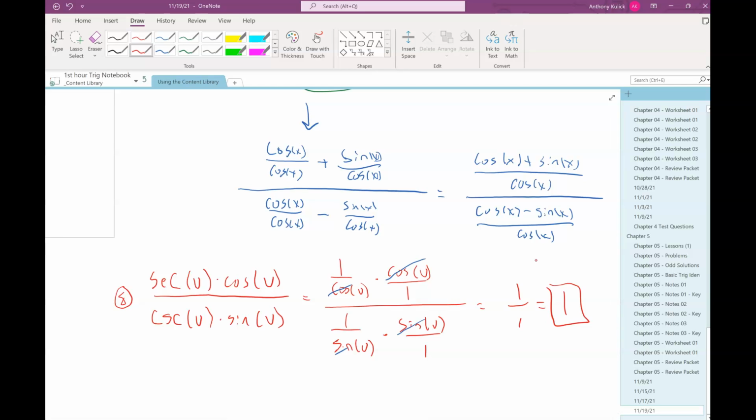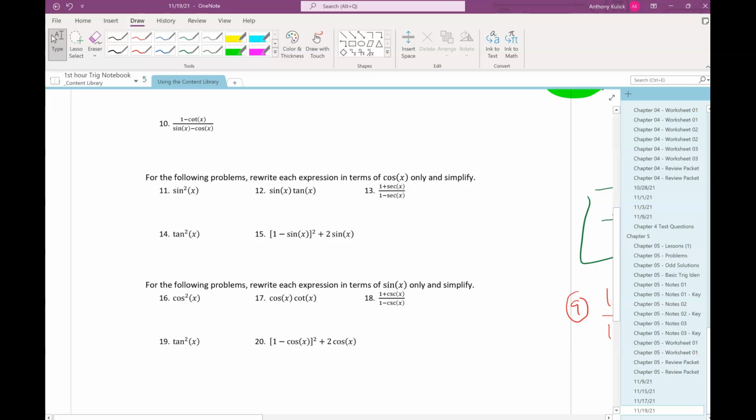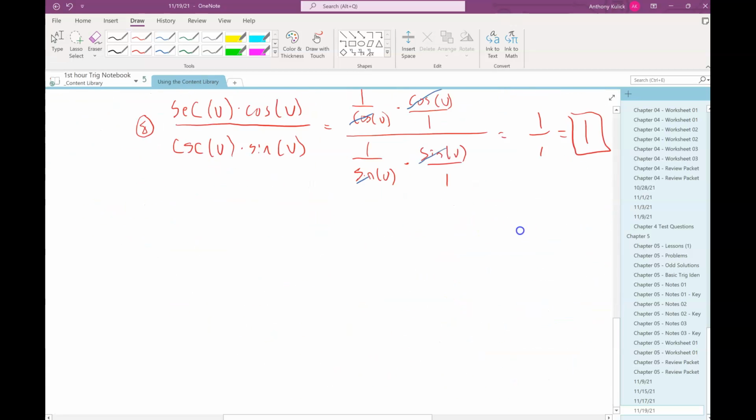Yeah, Victoria. Sure. So 1 minus cotangent over sine minus cosine.